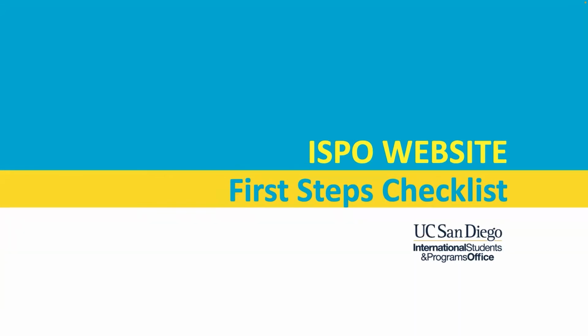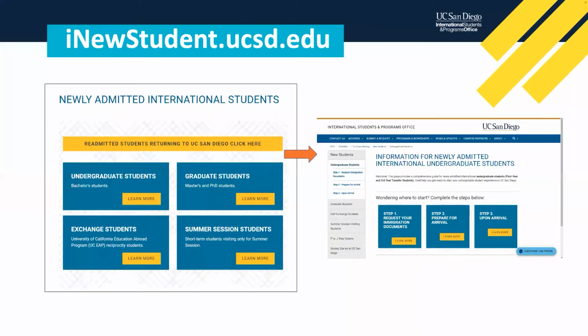All right, if you haven't visited the site already, I encourage you to take a look at our website, our first steps checklist. You can locate it at inewstudent.ucsd.edu, which you can see here at the top of the page. This is a page dedicated specifically to new admit students, and you'll see in the little box in the top left, we have a section specifically for undergraduate students. This section designed just for you is here to guide you through the first steps you're meant to take in order to request your documents. You can find information about how to request your I-20 or DS 2019, but it also includes information about preparing for arrival.